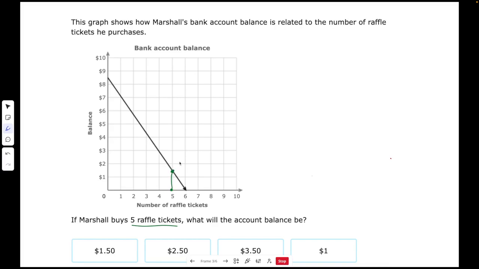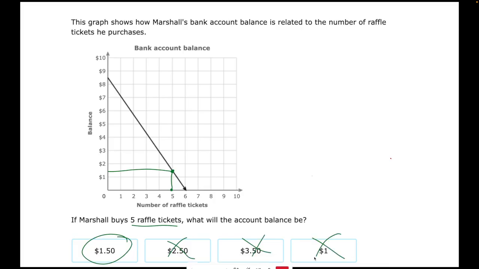Okay, and this one is not right on a corner, it's somewhere between 1 and 2. Well, there's only one answer that's between $1 and $2. Everything else, this is too big, this is too big, this is too small. Okay, so if he buys 5 raffle tickets, then his account balance is going to be $1.50.